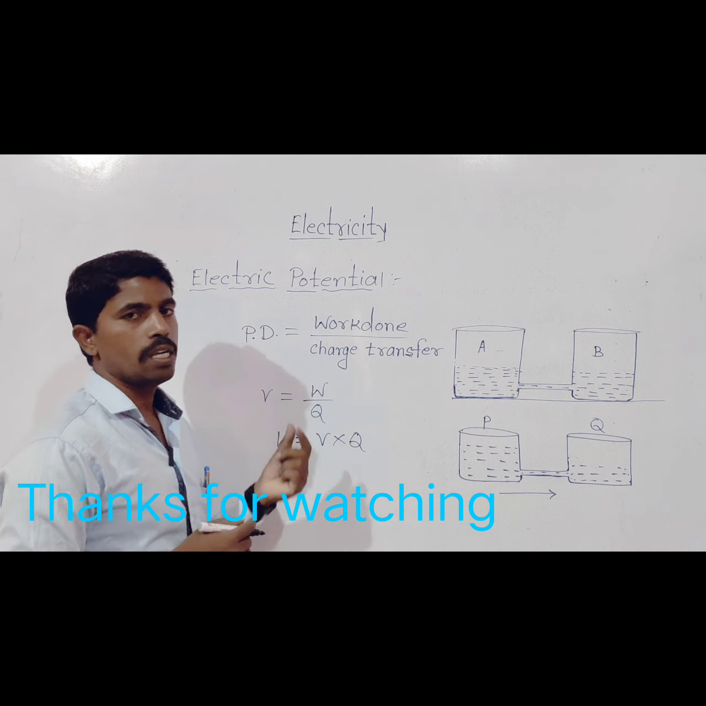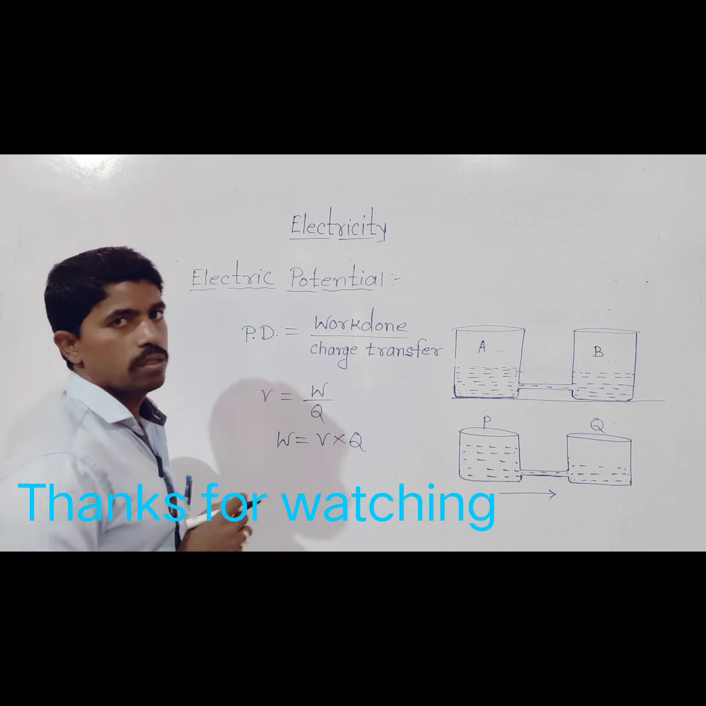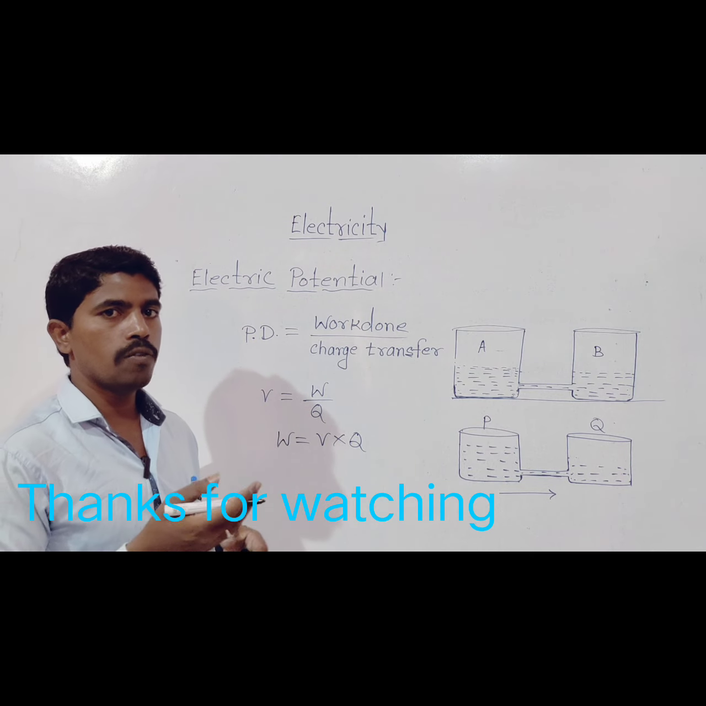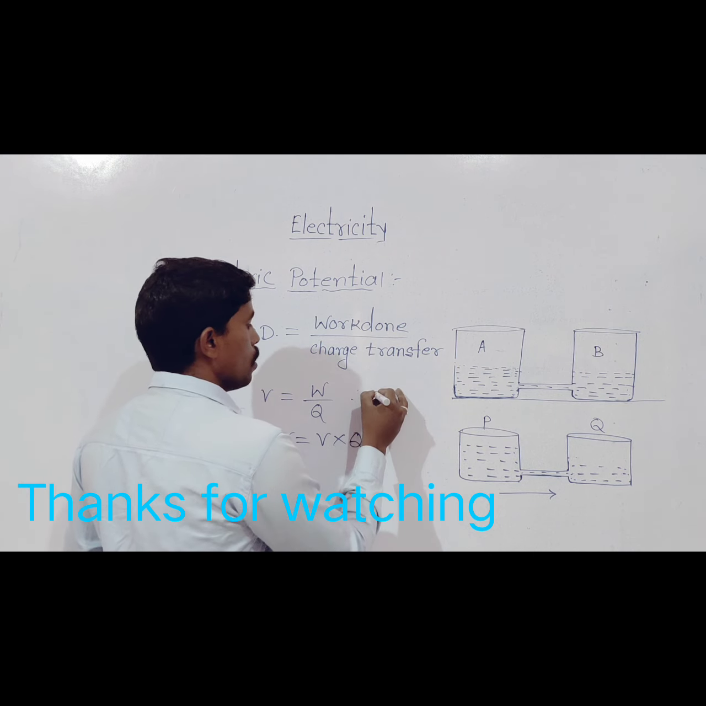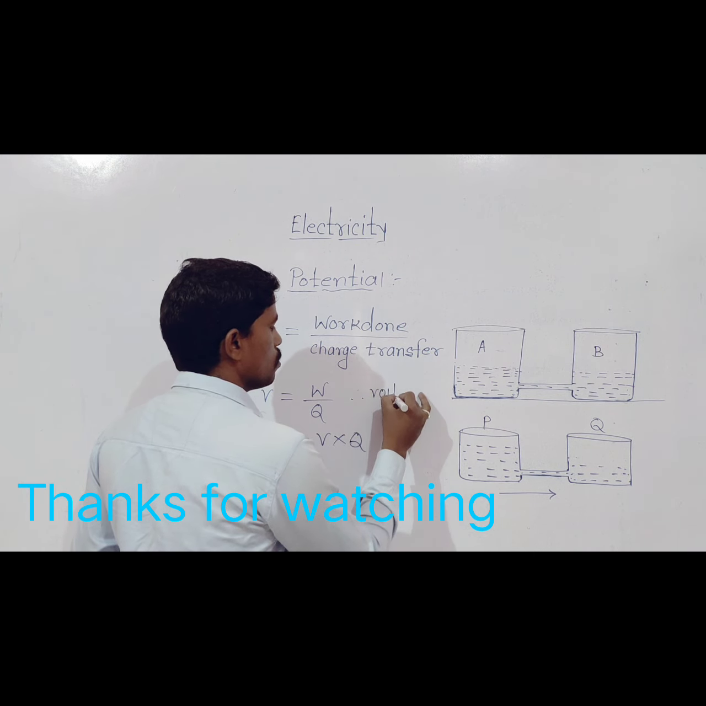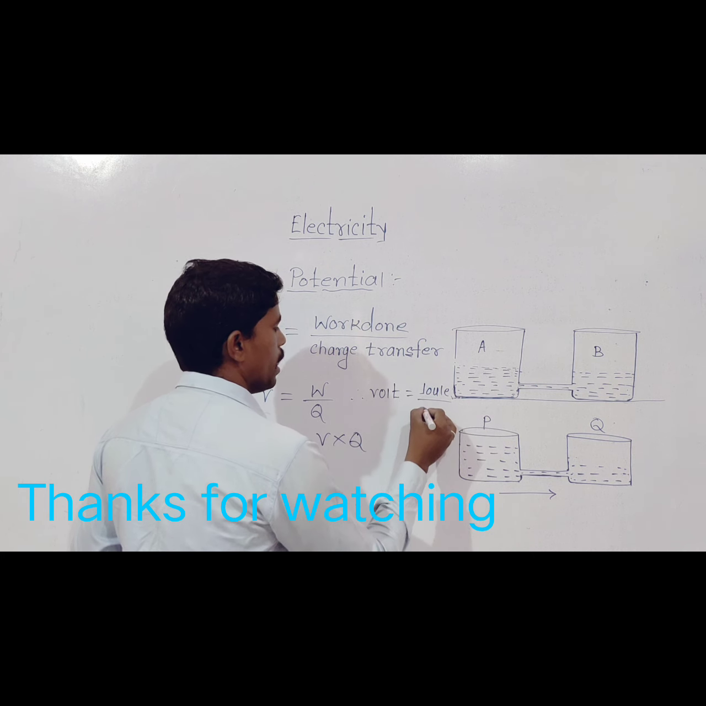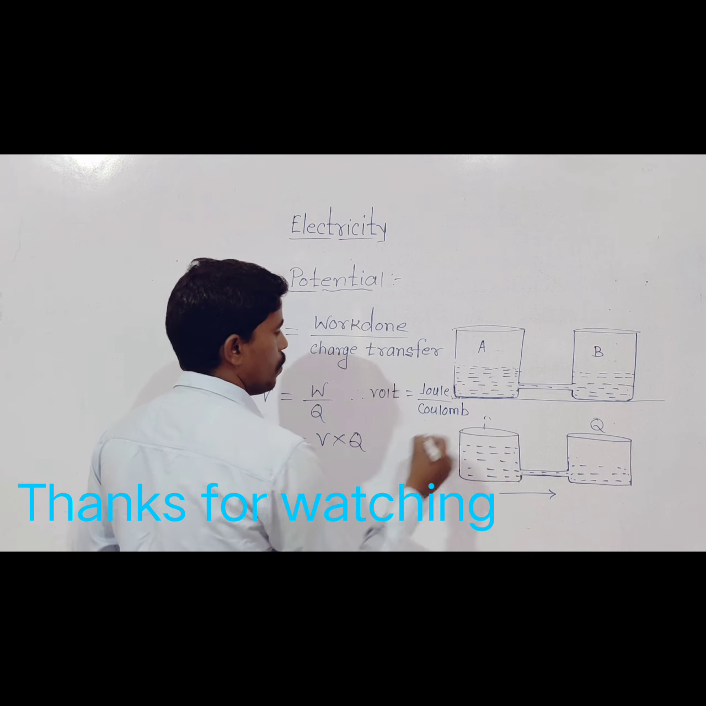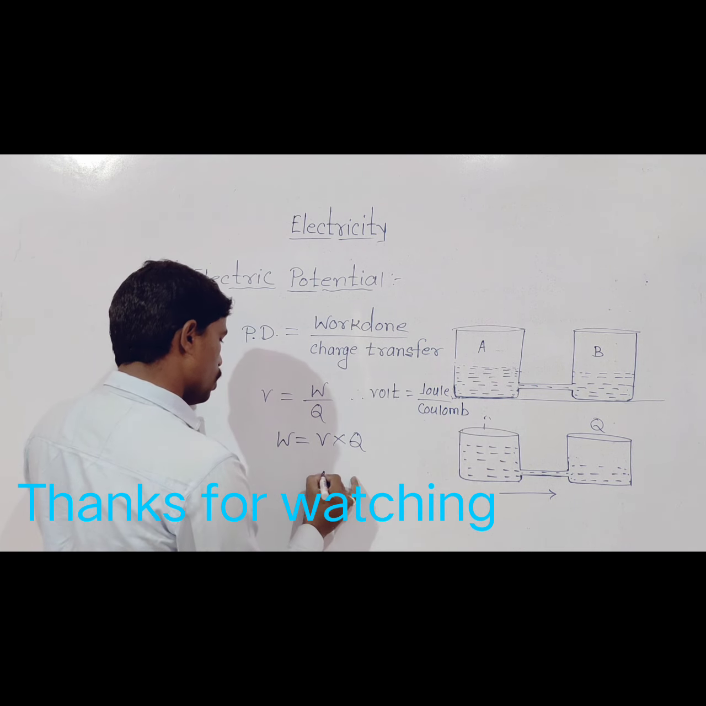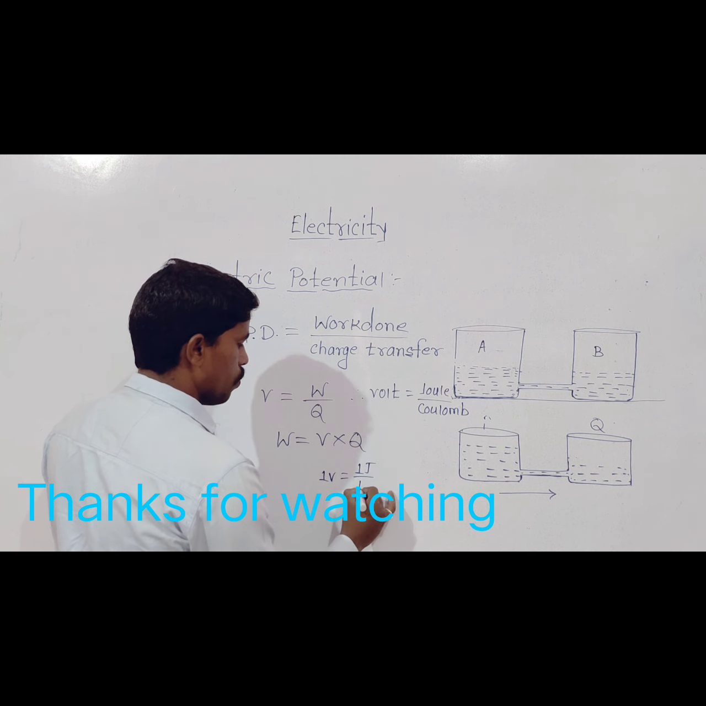The SI unit of potential difference is volt, the SI unit of work is joule, and the SI unit of charge is coulomb. Therefore we can write volt is equal to joule divided by coulomb, and we can write that 1 volt is equal to 1 joule divided by 1 coulomb.